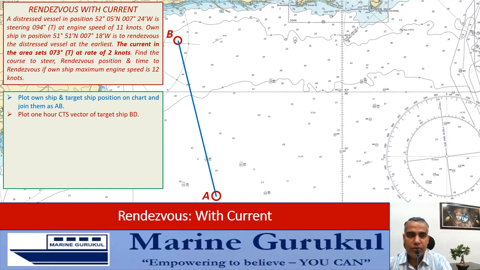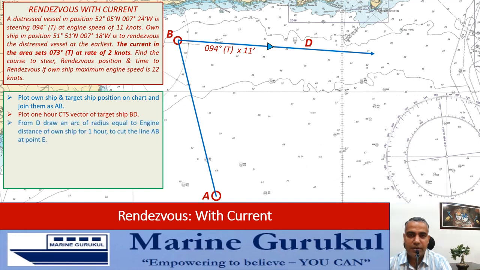Now we plot the course steered vector of the target ship. We can see the CTS vector of the target ship. The course steered is 094 degrees, and we mark off the 1 hour CTS vector on this track. It is represented by Bravo Delta. Now from point Delta, we draw an arc of radius equal to the engine distance of own ship for 1 hour. You can see this arc coming up on the screen now.